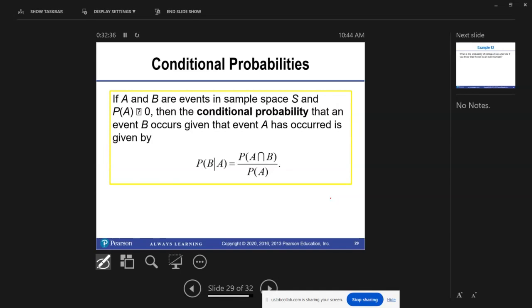Okay, then for conditional probabilities: if A and B are events in sample space S, and the probability of A is not 0, then the conditional probability that event B occurs given the event A has occurred is given by this formula. So here's how this looks.